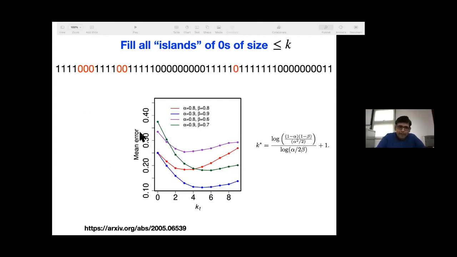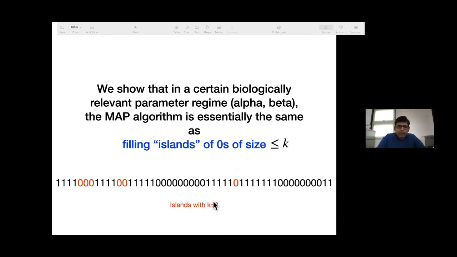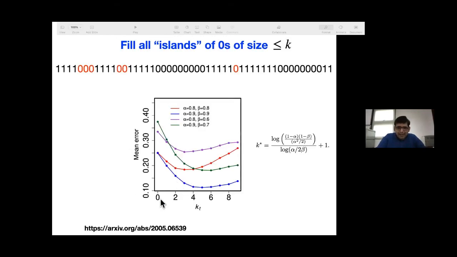Given an alpha and beta, what we plotted here is the mean error as a function of this threshold. I took 3 here, but I can take any threshold number KT, and fill all islands below that threshold. So I fill all islands below 1, all islands below 2, and for each I compute the mean error, and I see that there is a minimum. So there is an optimal threshold number at which the error is minimum. If you fill too many or too few, the error is large. And one can compute this threshold value using analytical methods.